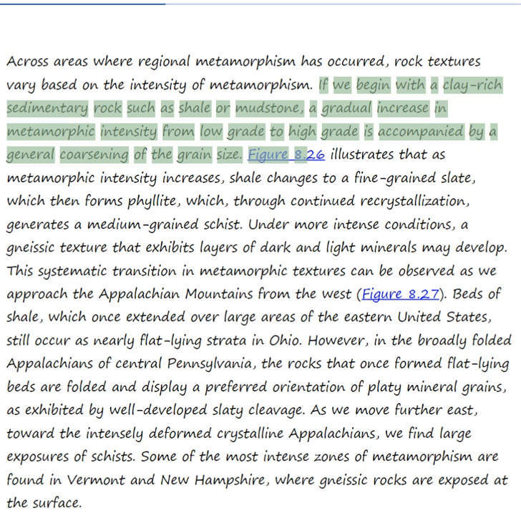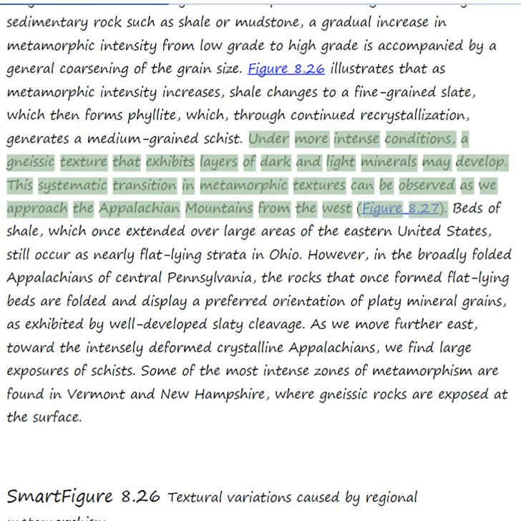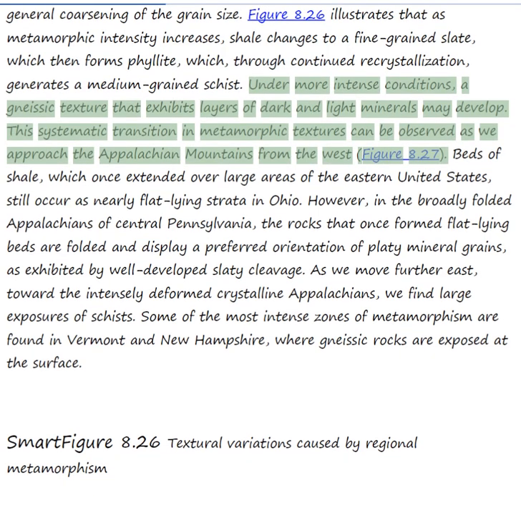Figure 8.26 illustrates that as metamorphic intensity increases, shale changes to a fine-grained slate, which then forms phyllite, which, through continued recrystallization, generates a medium-grained schist. Under more intense conditions, a gneissic texture that exhibits layers of dark and light minerals may develop.